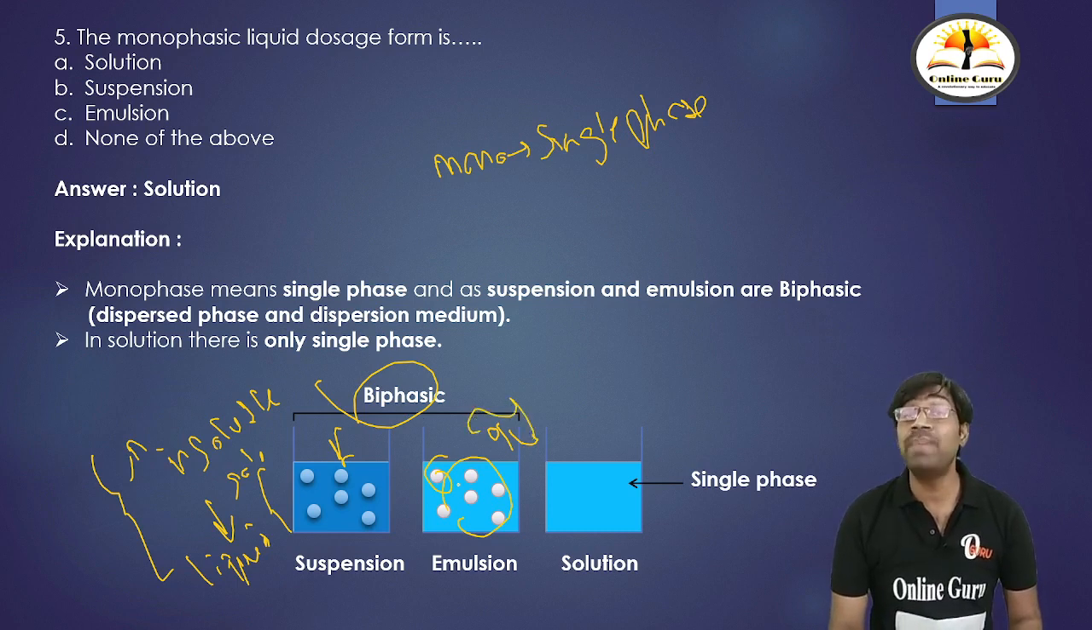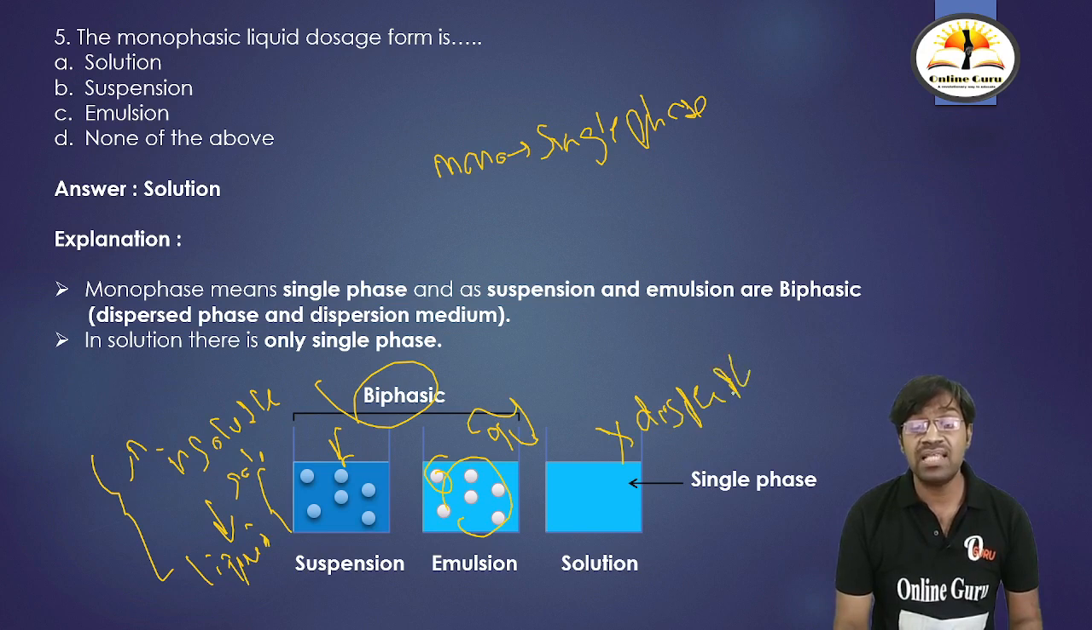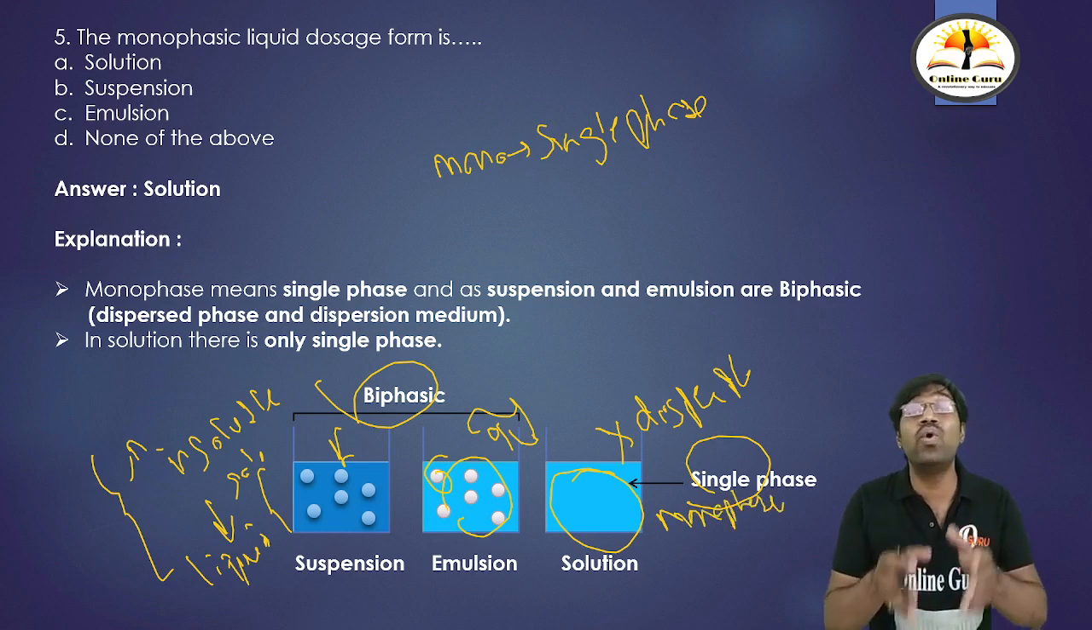But when we speak with respect to solutions, there is no dispersed phase, there is only a single phase, hence it is called monophasic. As it has only one phase, it is called monophasic liquids.